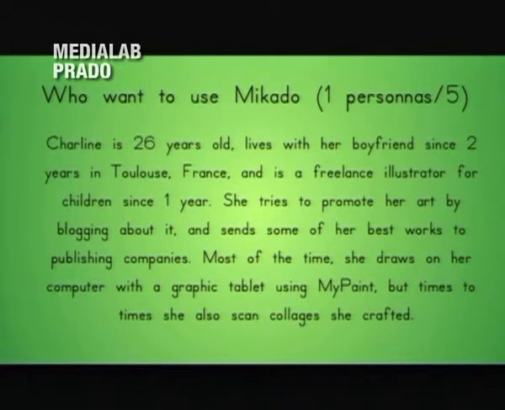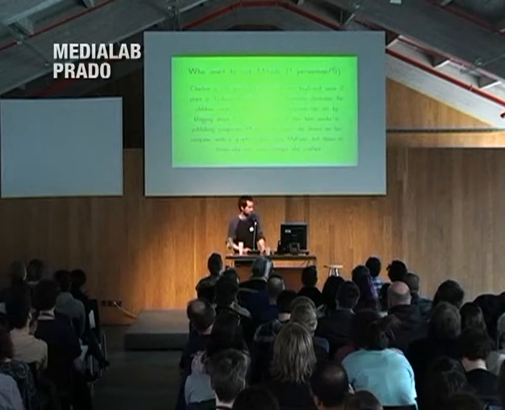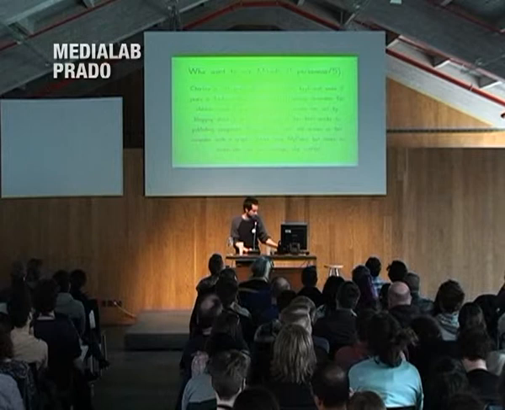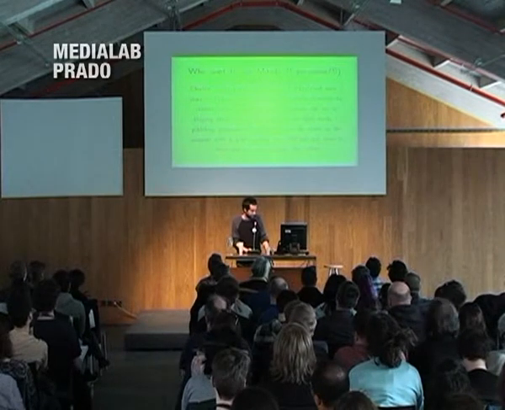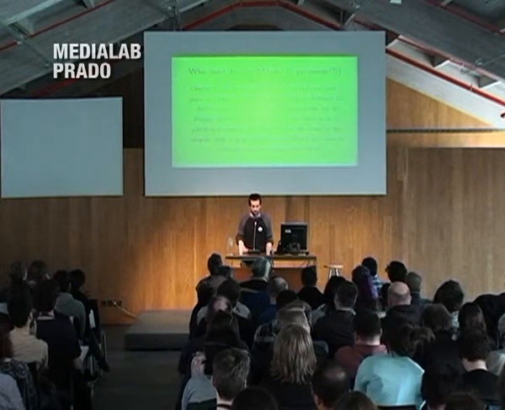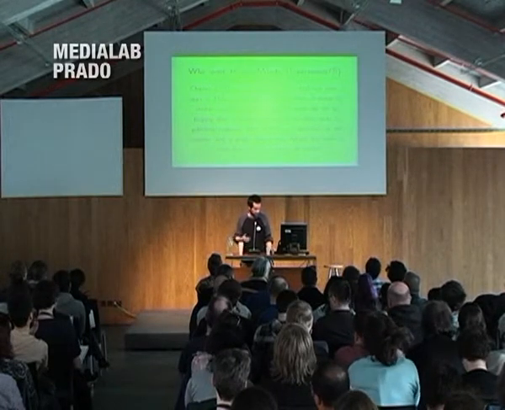So in the concept part, we have thought about five personas. It's someone we want to use the software. It's a fictional character, and we invented five. So I took one here, which is a freelance illustrator for children. She blogs about her work, and sends some work to printers.